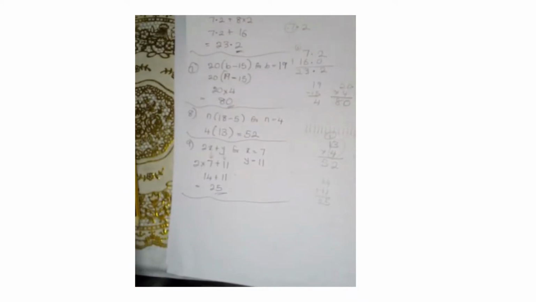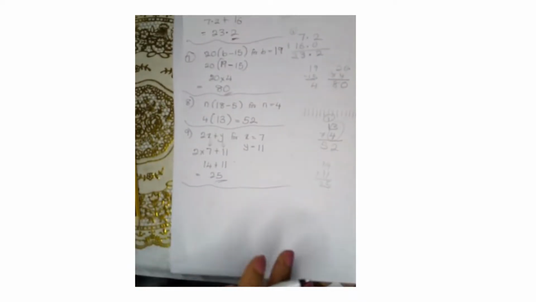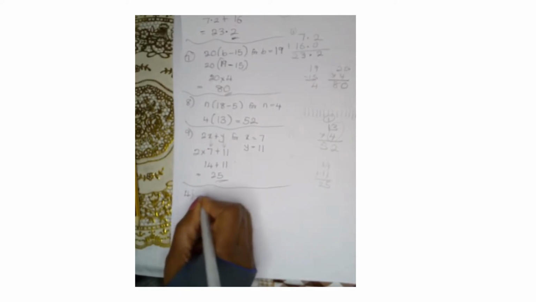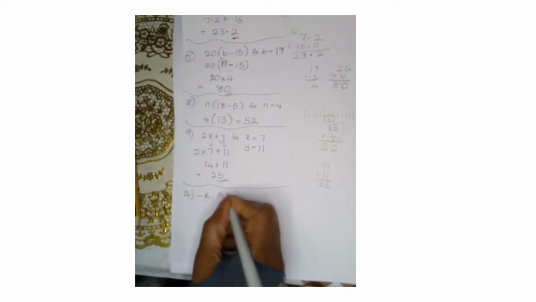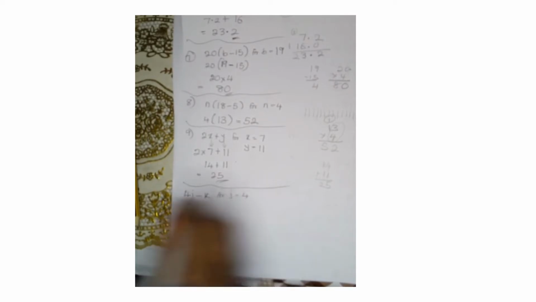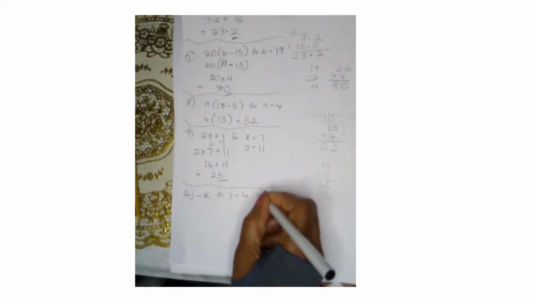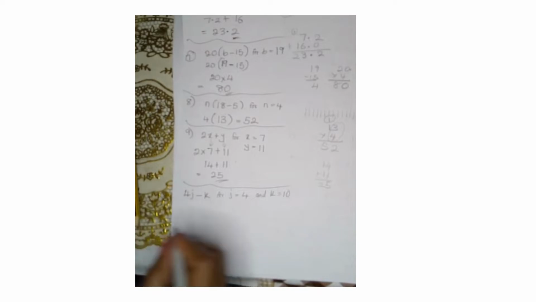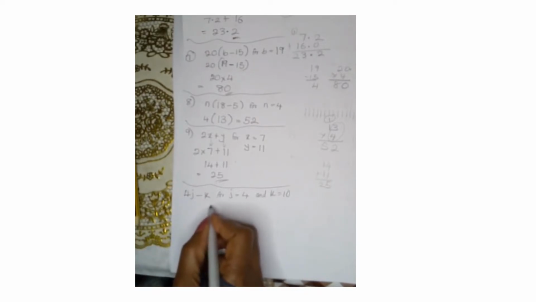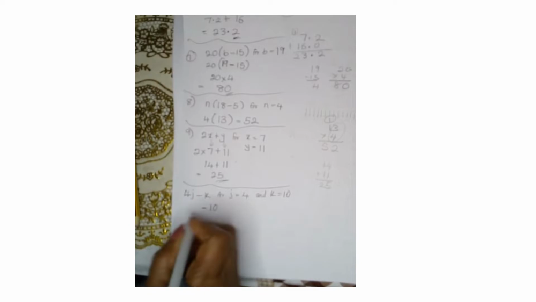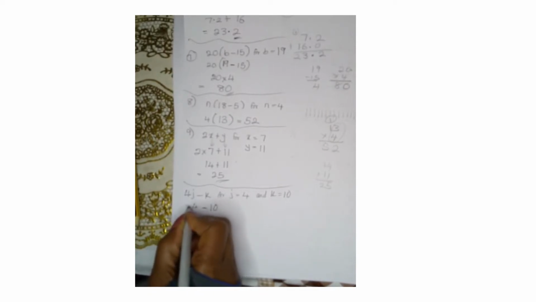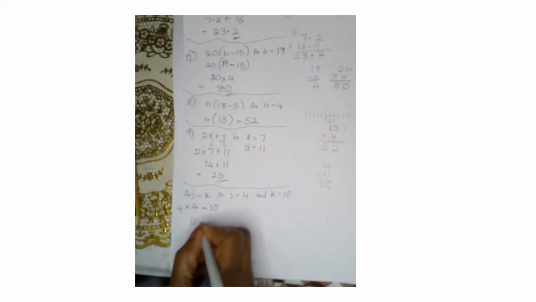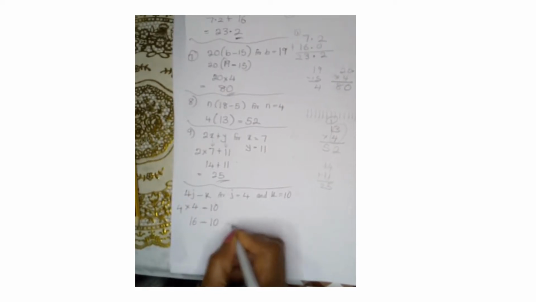Okay, number 10. Number 10 is 4j minus k, where j equals 4 and k equals 10. Okay, so what is our k? You write 10 minus. And what is our j? You write 4. Don't forget to put the multiplication. So 4 times 4 is 16 minus 10. This is going to give you 6.